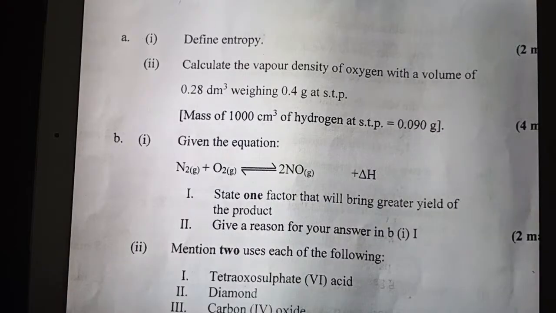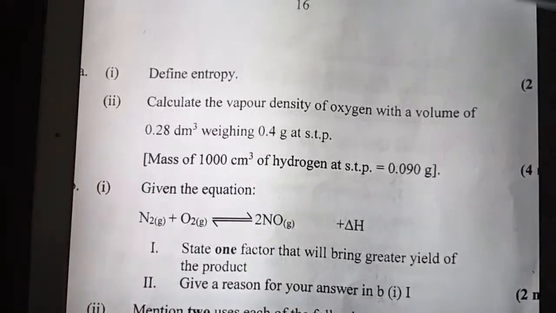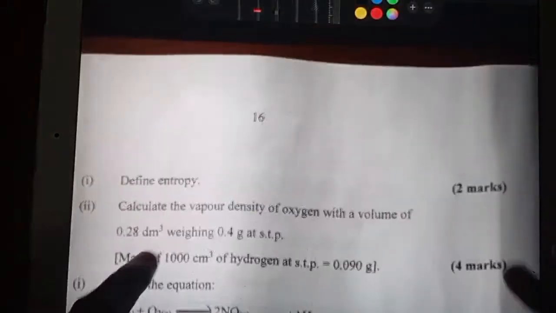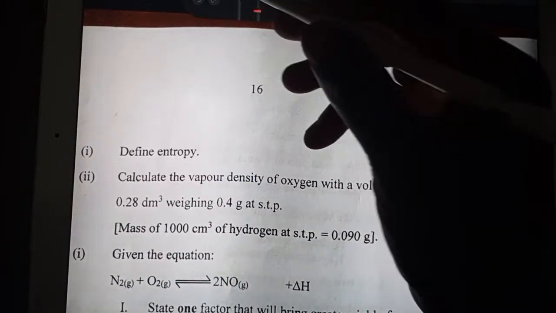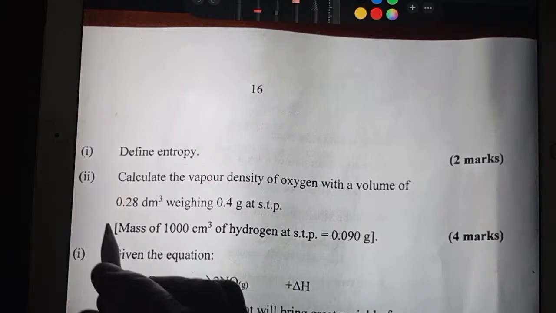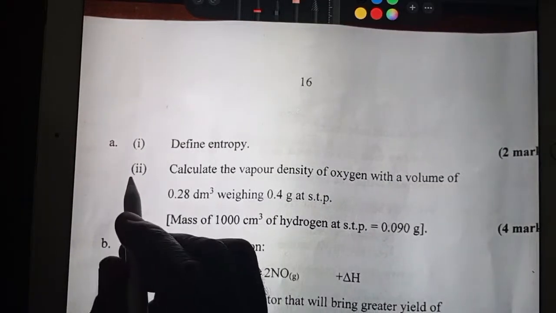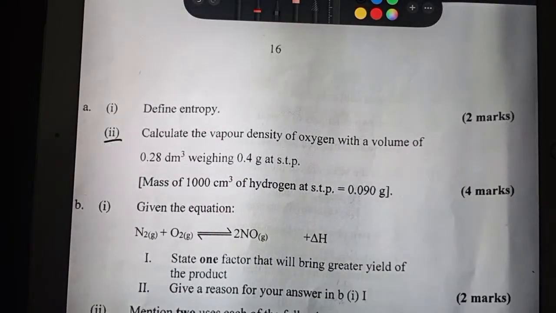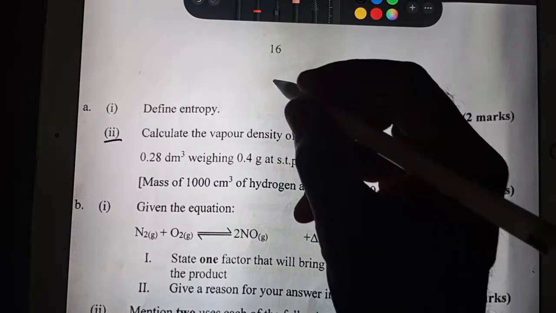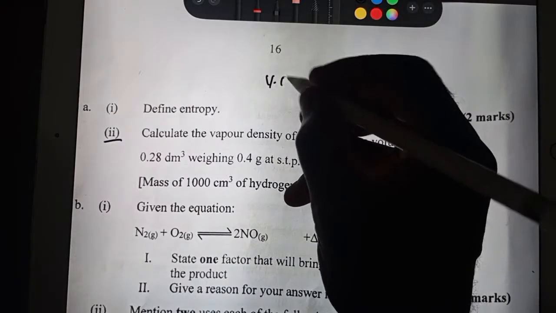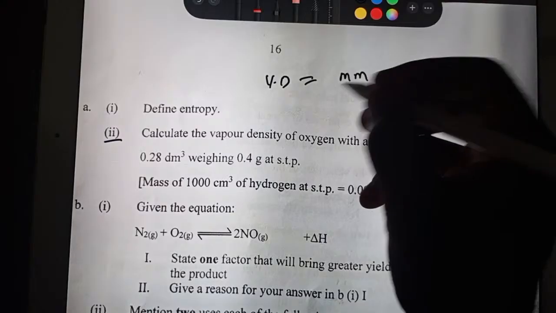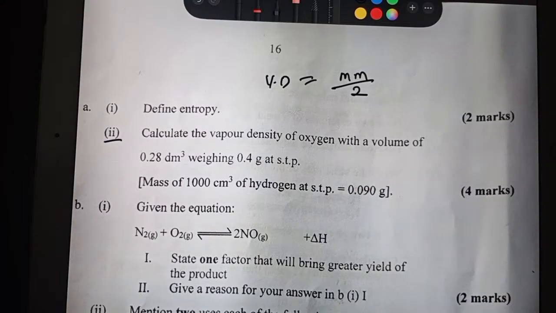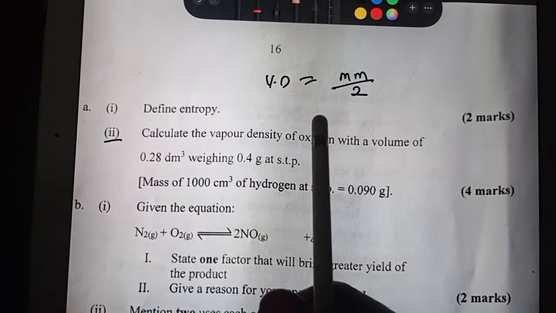All right. So I want to solve it right here on the question paper itself. I'm taking a look at this question, maybe 2AI. Calculate the vapor density of oxygen. I already said that vapor density Vd is equal to molar mass divided by 2. That's if they want us to go to the molar mass aspect, but they don't want us to do that.